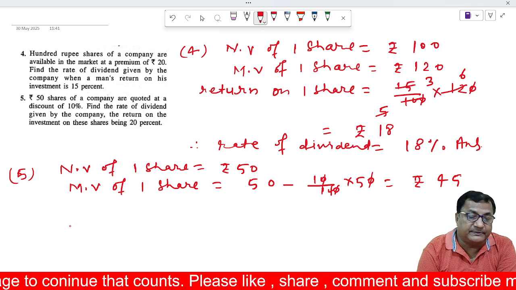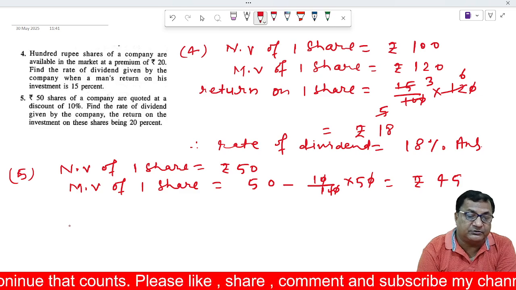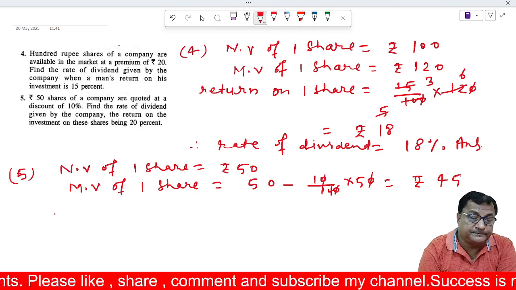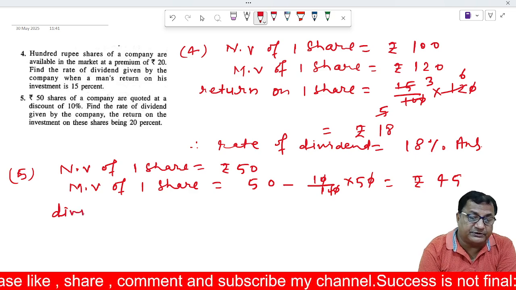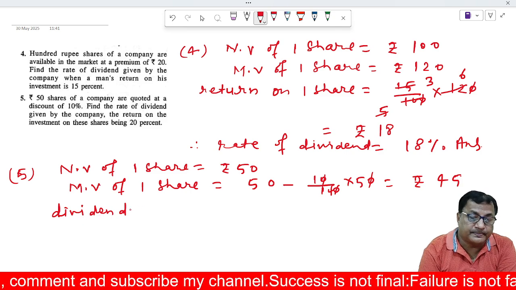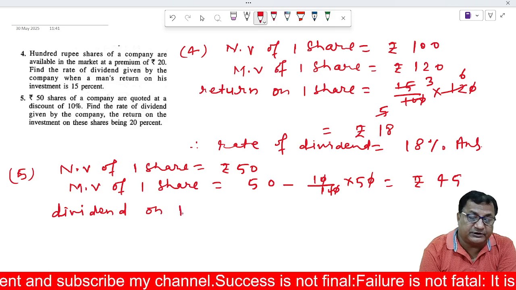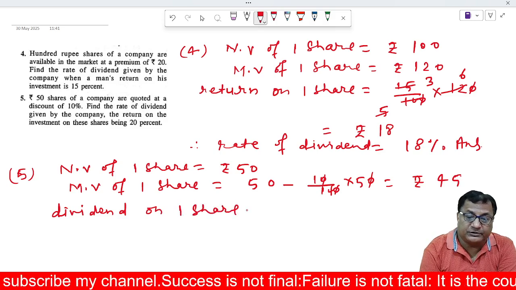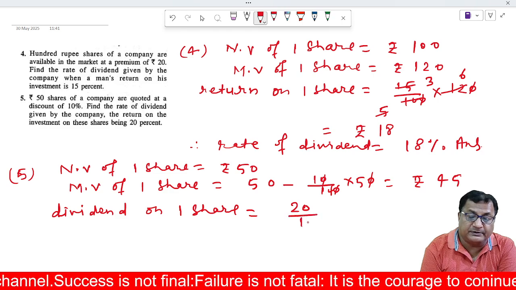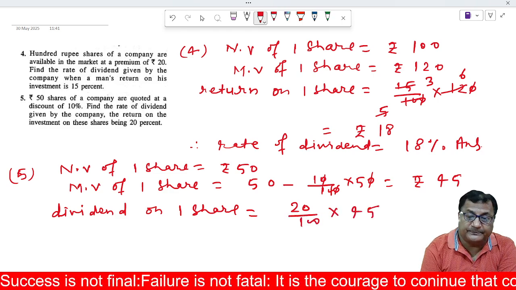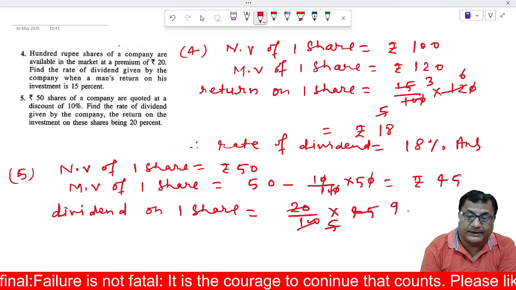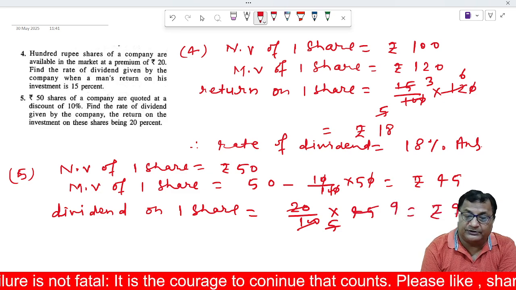Find the rate of dividend given by the company, the return on the investment of this share being 20%. So the return on one share means we can say the dividend on one share is equal to 20 by 100 into 45, which is 9. Rupees 9 is the return.